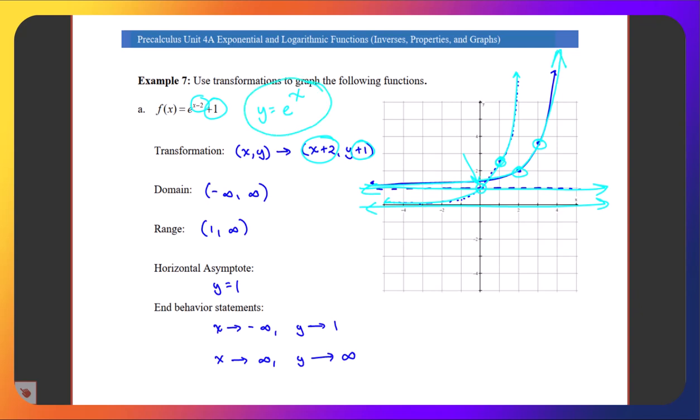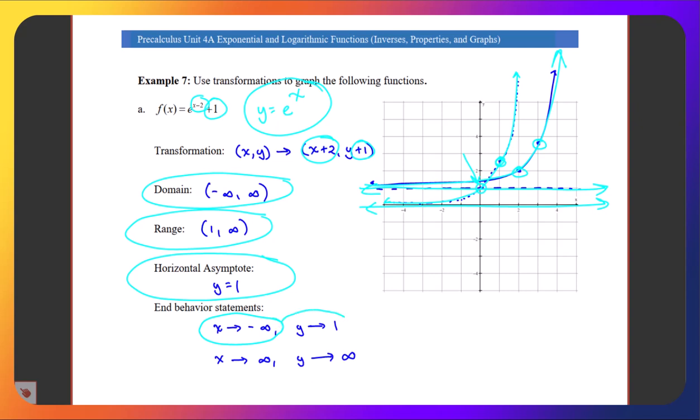Just a little different parent graph, but after that it should be the same. As the graph goes left to right forever, it starts at 1 and goes up to infinity for the range. As we mentioned earlier, the horizontal asymptote is y equals 1. To the left, the y value is approaching 1. To the right, the y value is approaching infinity.